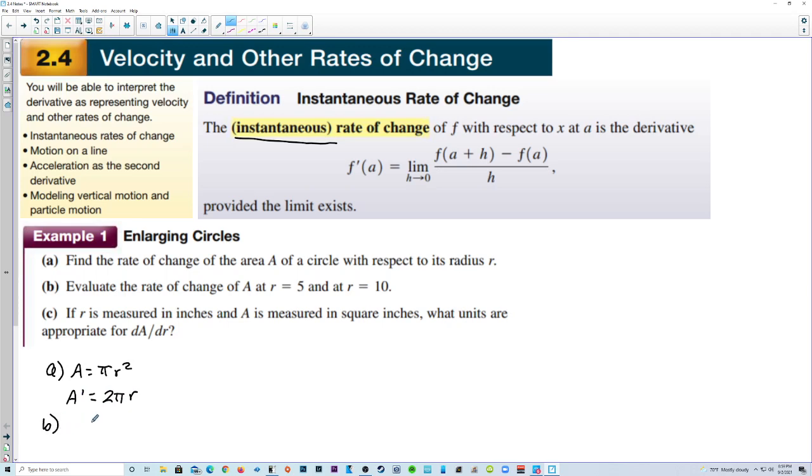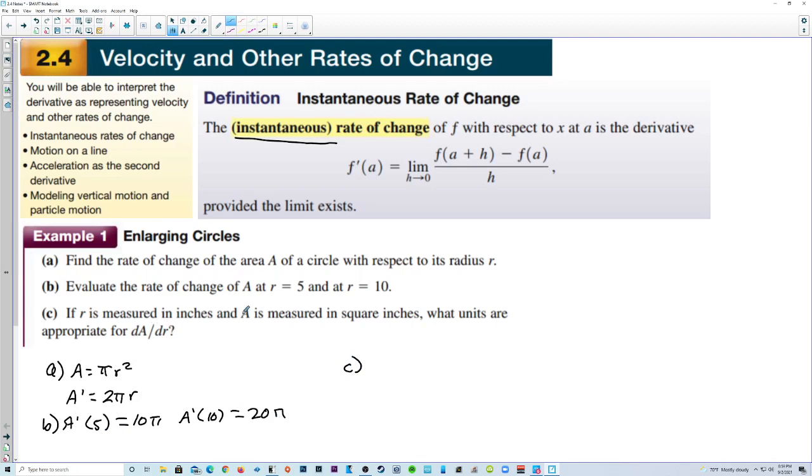B, evaluate the rate of change of A at r equals 5 and r equals 10. So A prime of 5 is equal to 10 pi, because we're going to plug 5 into r. And A prime of 10 is equal to 20 pi.